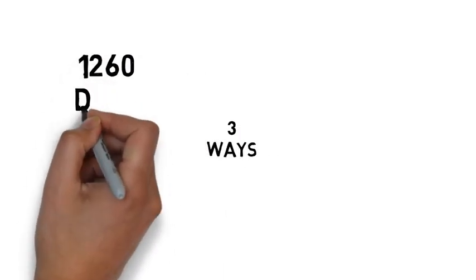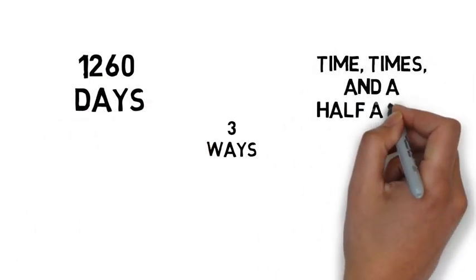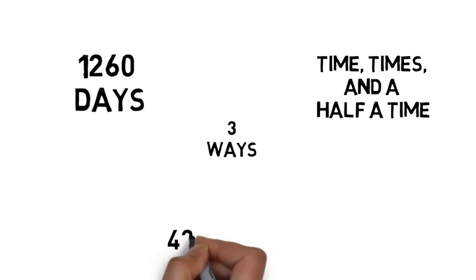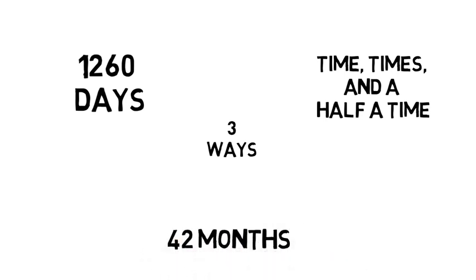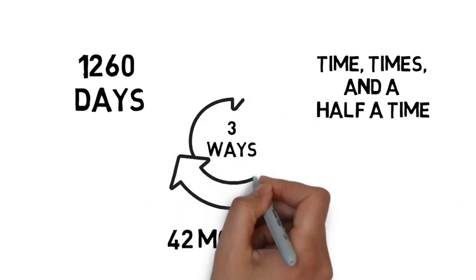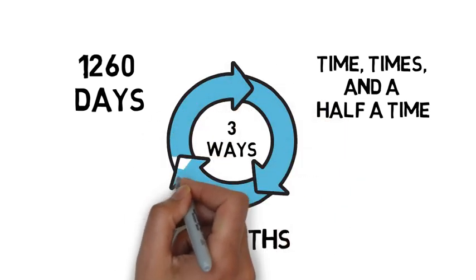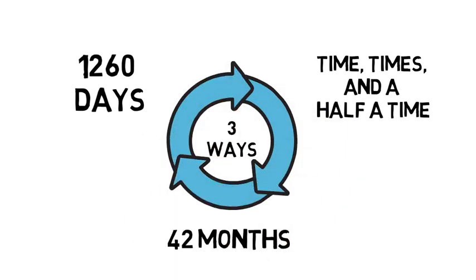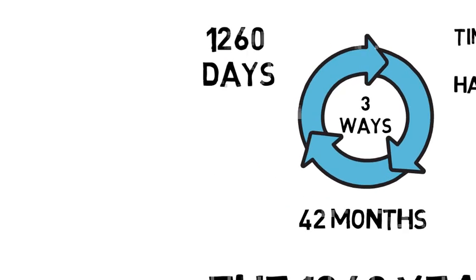So there are three ways to label the same span of time. That is 1260 days, time, times, and a half a time, and also 42 months. When you see any of these three divine time measurements mentioned in a verse, you can tell yourself it's interchangeable with the other two on the list. So now let's get into the math of this prophetic time measurement.